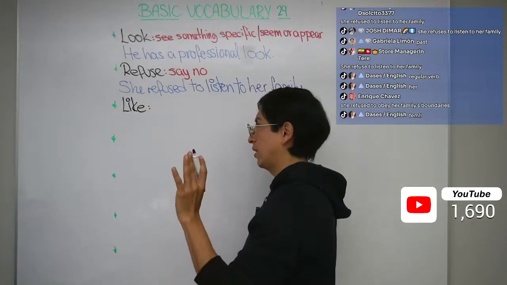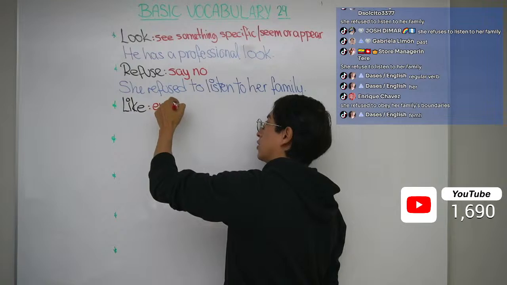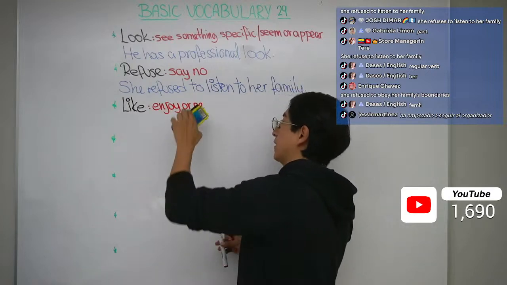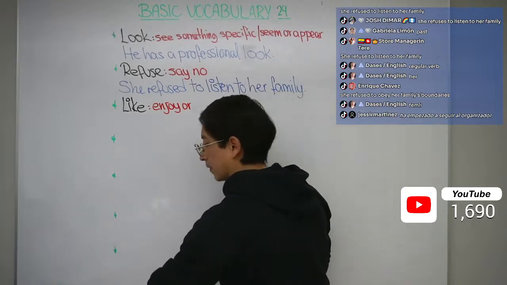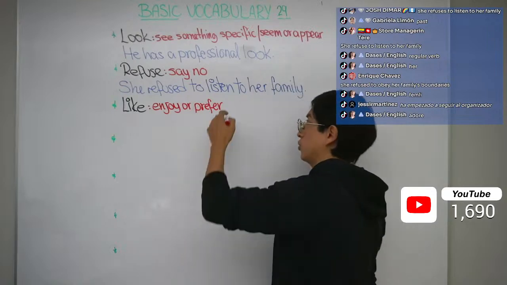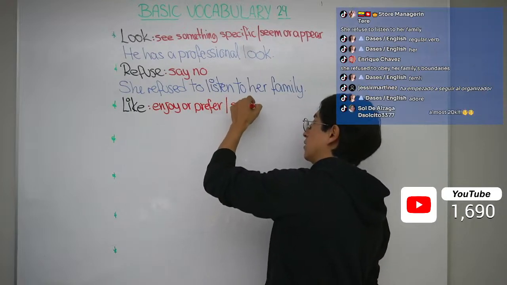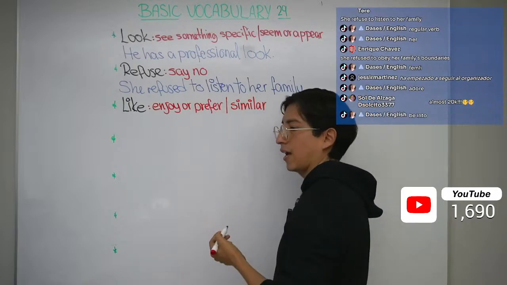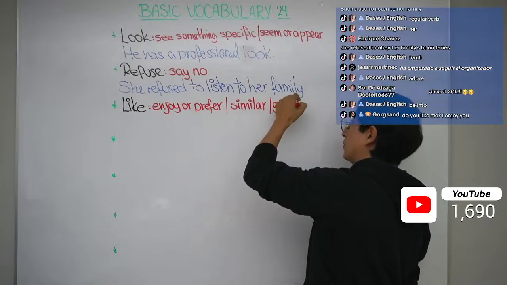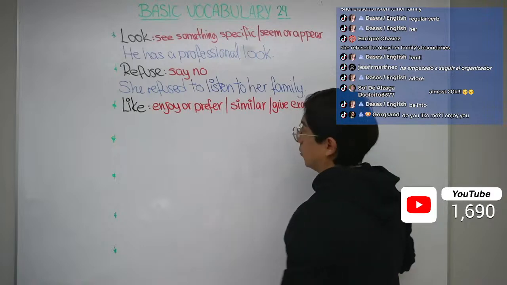Number one, the meaning of this word. Okay, number one, we're talking about enjoy. Enjoy or prefer something. Number two, to look similar, something that is similar to another thing. This is the second meaning, like. And the other meaning, give examples. We use it for giving examples too. So let's start analyzing this.